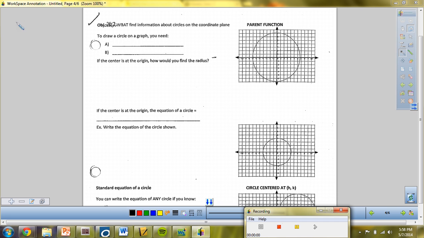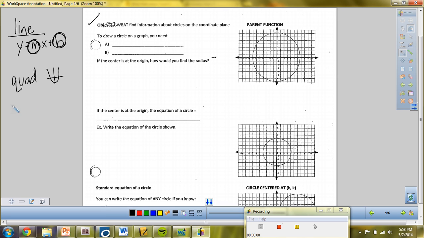Just like we have for a line, we know that we have the equation y equals mx plus b, and that gives us a certain graph, and we know that there's certain information that we plug in for the line. We learned for quadratics, for our curves, right, we have a certain equation for that. Y equals ax squared plus bx plus c, and again, there's certain information that we plug in for that. Same thing is going to happen for a circle.